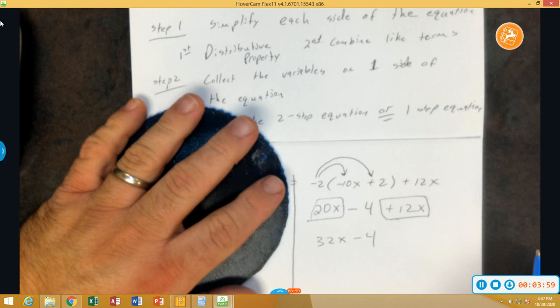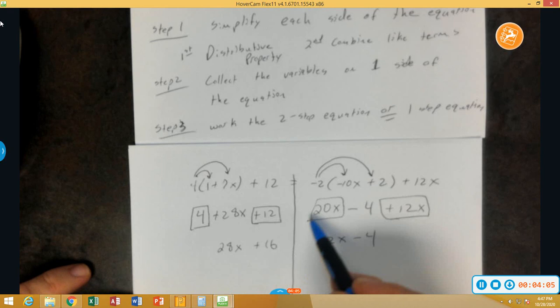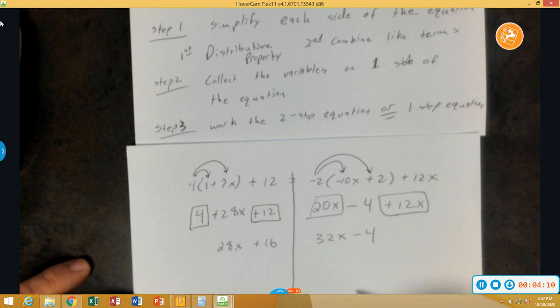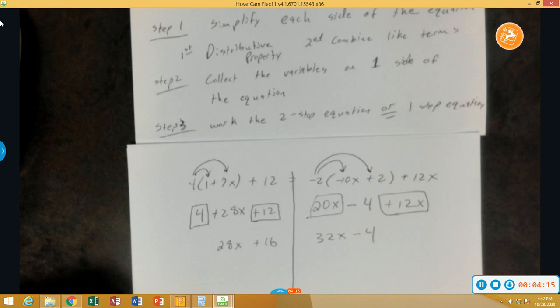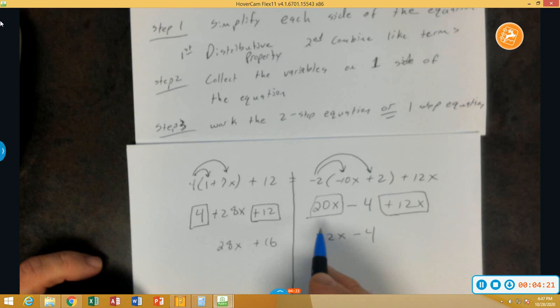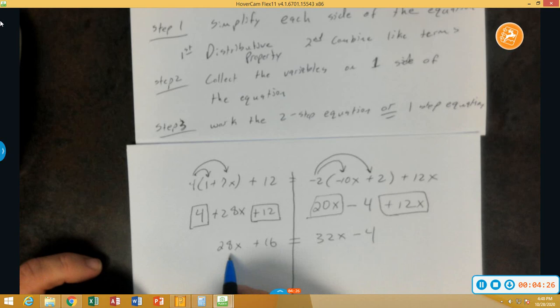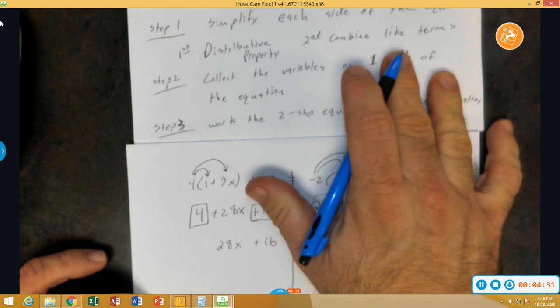For the first time, we're going to see what we got. From time to time these will be off balanced, with one up here and the other way down here, so you want to line up each side in the simplest form that you have. Lucky for us this time, it kind of balanced itself out. We can put that equal sign right there and read the problem as it is: 28x plus 16 equals 32x minus 4. So we have simplified each side of the equation.